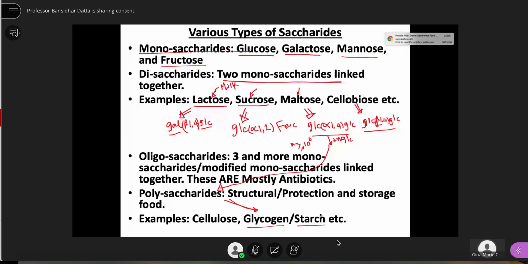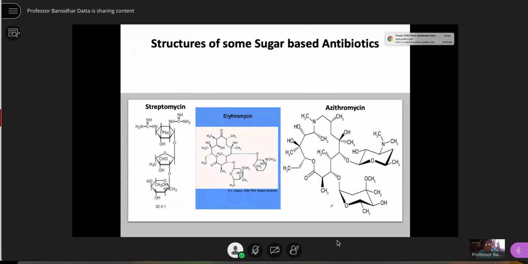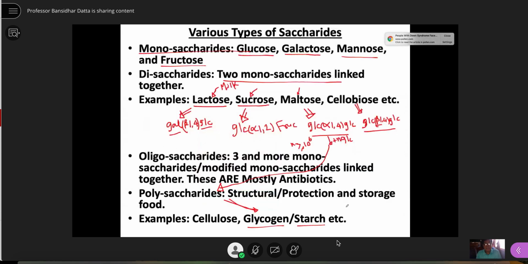Have you ever heard of glycogen? It is a storage food. It is in our liver. 10% of our liver mass is the glycogen. In animals. And starch in plants is for the same thing.